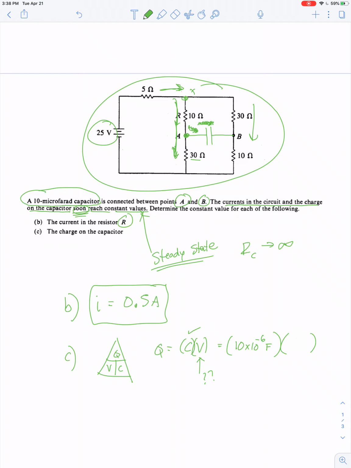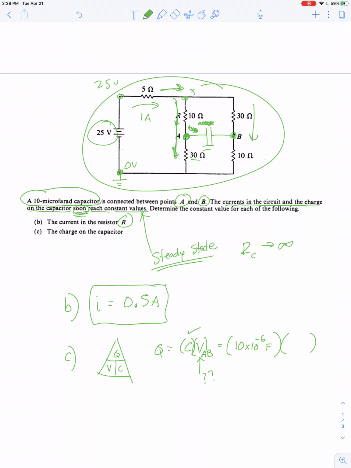The voltage here is the voltage across the capacitor. That's the potential difference from points A to B. So we need to multiply the capacitance times VAB. So let's see if we can figure that out. Again, we're going to assume that this part of the circuit is grounded. So that's 0 volts. That's 25 volts.